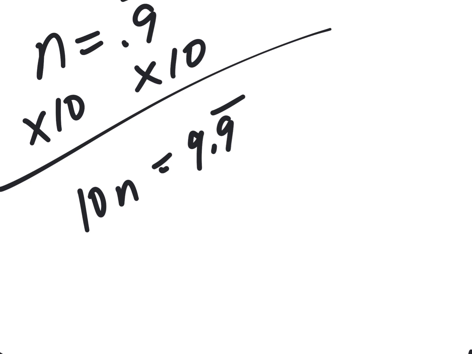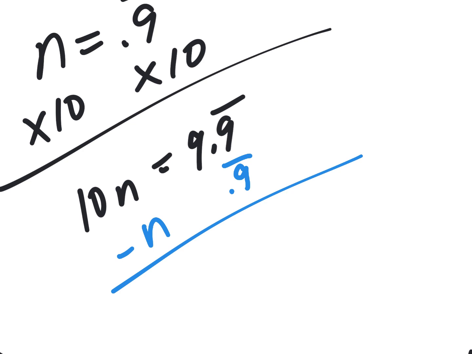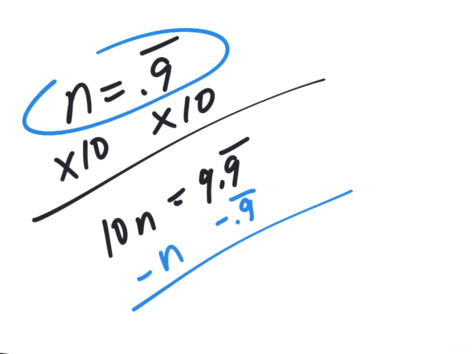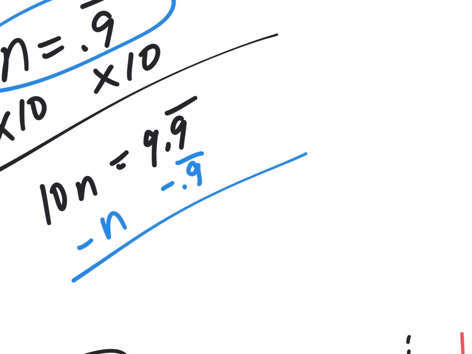Would you agree, if I want to, I can subtract n from both sides? You can subtract a variable from both sides. And n is equal to 0.9 repeating, so I'm just going to choose to subtract that because they're the same. It says so right here. And what's 10n minus n? 9n. What's 9.9 repeating minus 0.9 repeating?